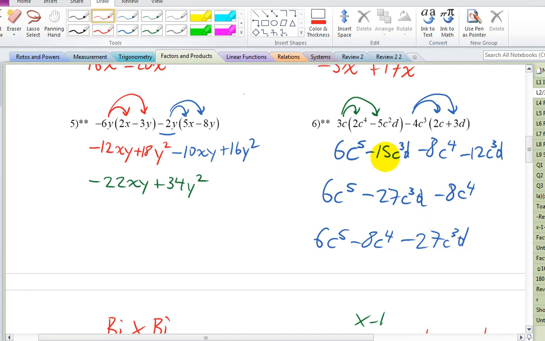The only terms you can combine are these two, because the exponents and letters must be the same. Okay? Any questions with that? Okay.